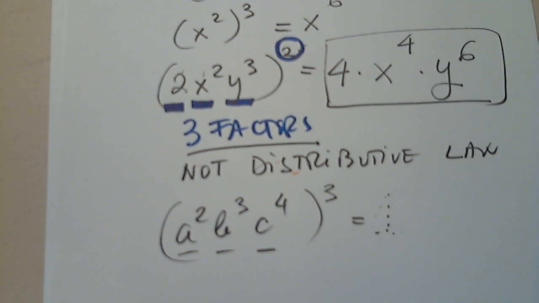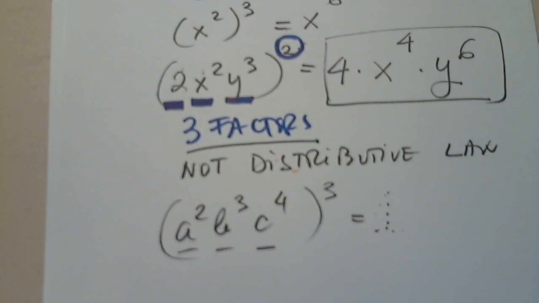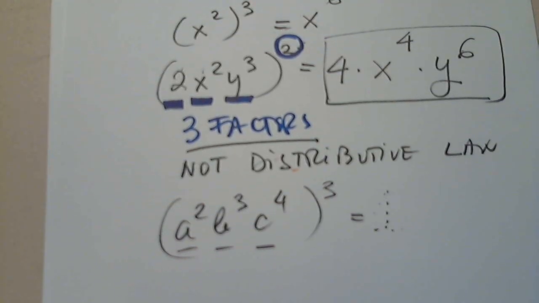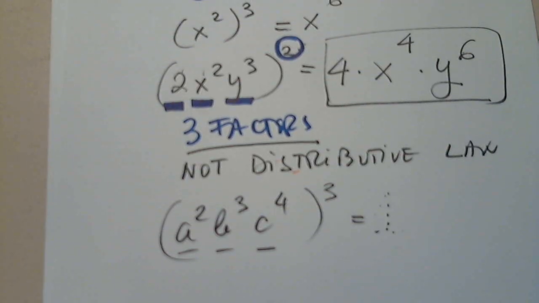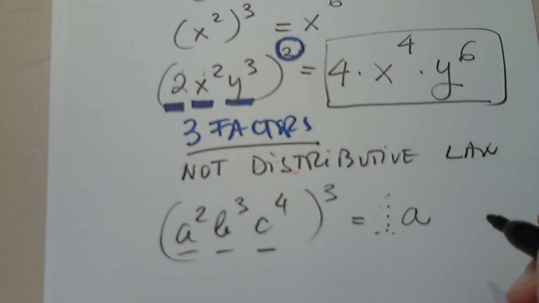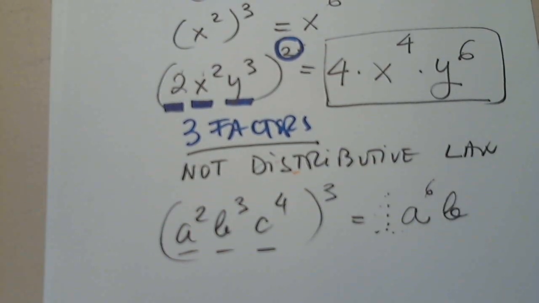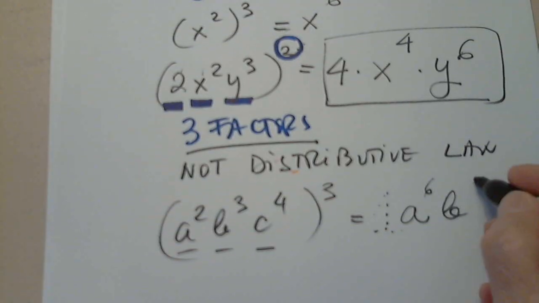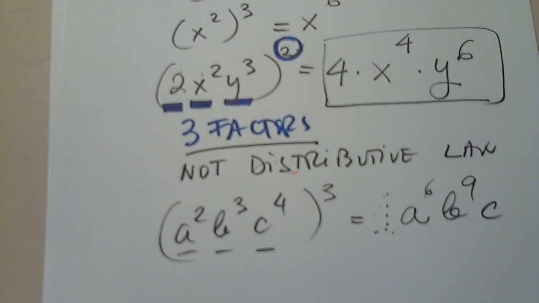Okay. A squared cubed, what do we get? A to the 6th. That's it. B cubed to the 3rd. To the 9th. That's it. C to the 4th cubed. To the 12th. That's it.